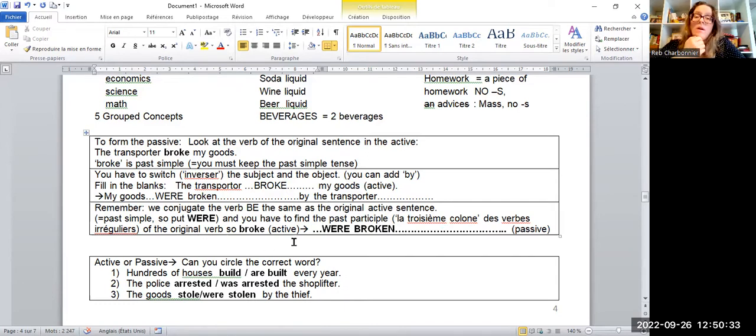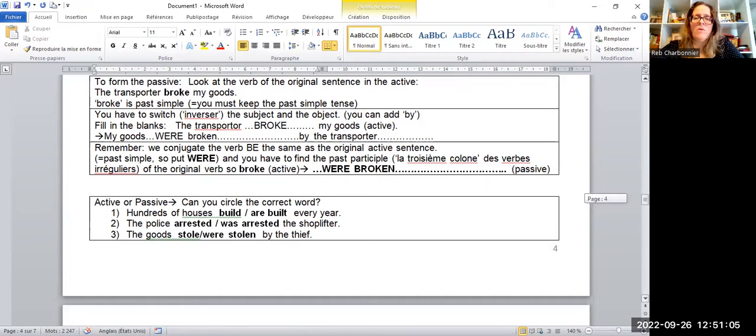So if you have the original verb broke, that's active. The passive is going to be they were broken. Or if it's a singular item that is now the subject, it would be it was broken. Okay, so you have to be careful what the subject is still. We have an example sentence with the word goods, which is plural, so the goods were broken. But if you have just one article, one item, one product, the product was broken. Okay, so make sure you know that.